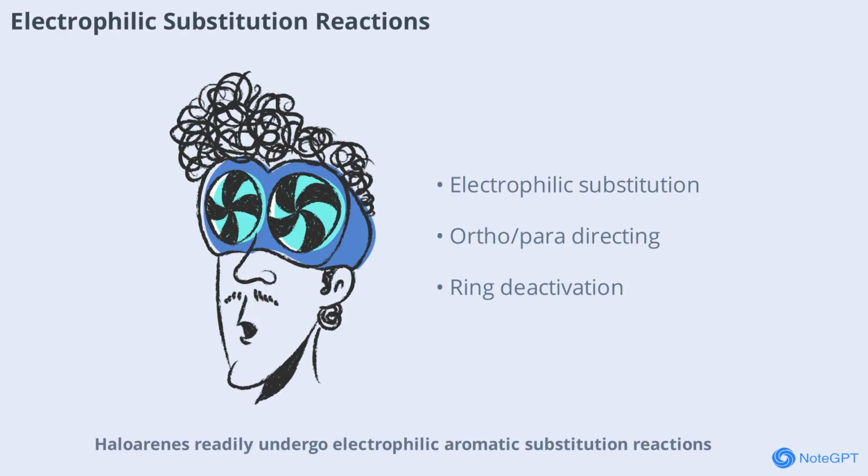Haloarenes readily undergo electrophilic aromatic substitution reactions, such as nitration, sulfonation, and Friedel-Crafts reactions. The halogen atom, being an electron-withdrawing group, deactivates the ring but directs incoming electrophiles to the ortho and para positions. This behavior is crucial for the synthesis of various substituted aromatic compounds and is widely exploited in organic synthesis.